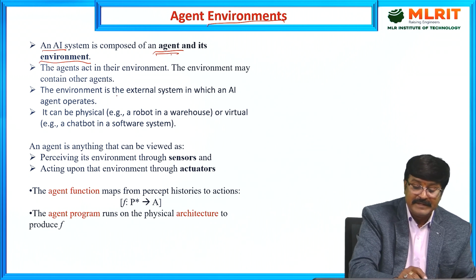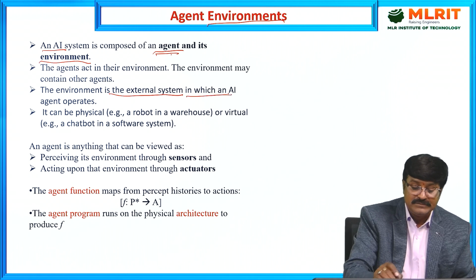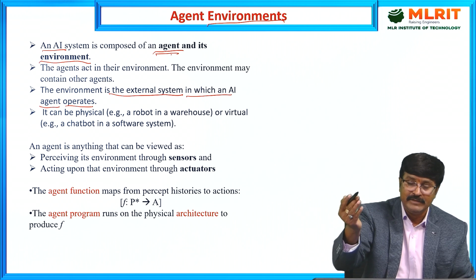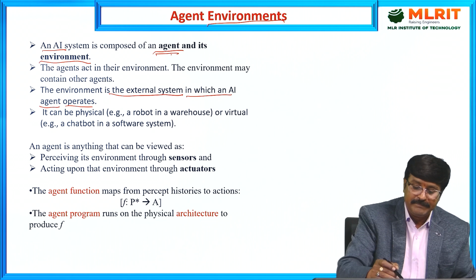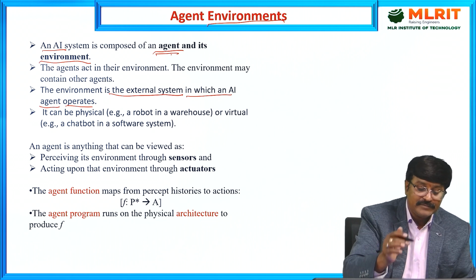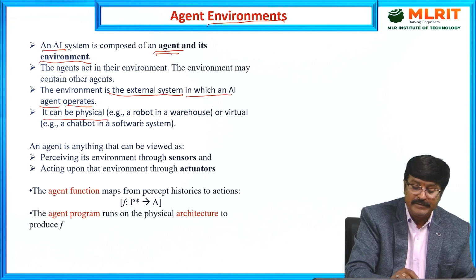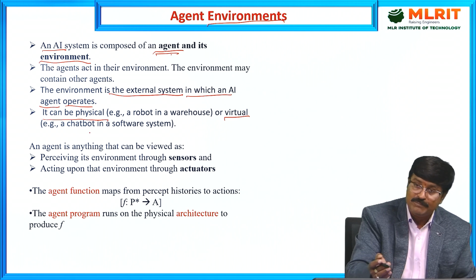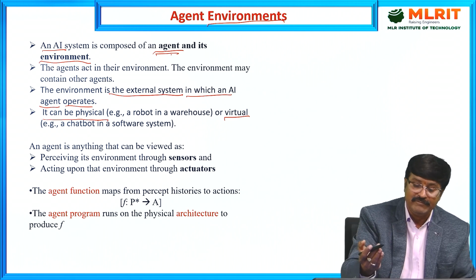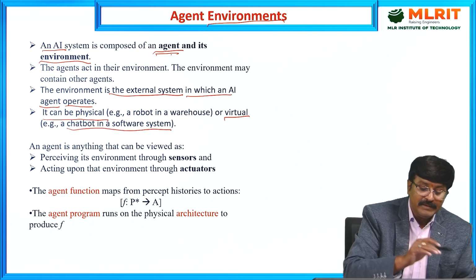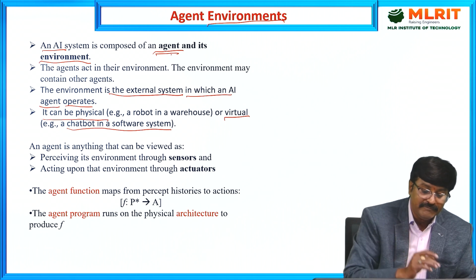The environment is the external system in which the artificial intelligence agent operates. Where you are operating means on the environment only: you take the inputs from it and perform the actions on it. So it can be physical, like a robot moving in a warehouse, or virtual, like a chatbot. For a chatbot also there is an environment, that is the software environment or chat-based environment. So these may be physical or virtual environments.